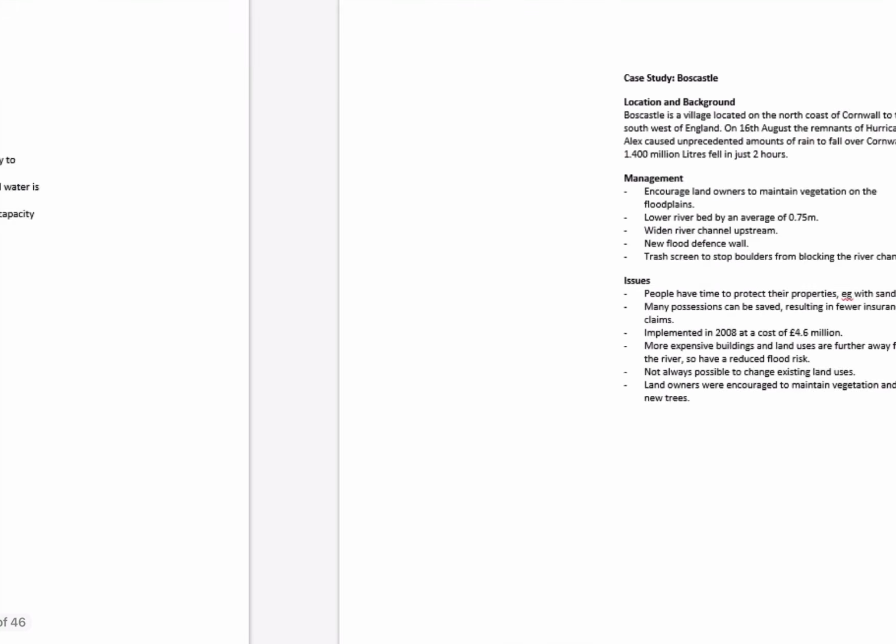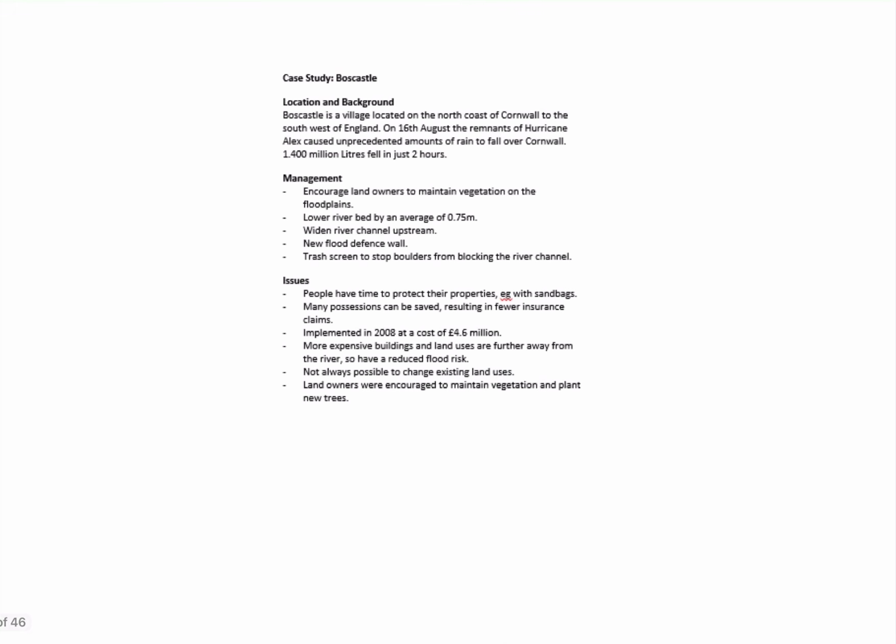And so last but not least, your final case study with Boscastle. So Boscastle's in Cornwall, as a reminder. Here they had 1,400 million litres of water fall in just 2 hours. Hence they had huge amounts of flooding. For management here, they've tried to sort of lower the bed by an average of 0.75 metres, widen the channel, try and increase capacity of the river.